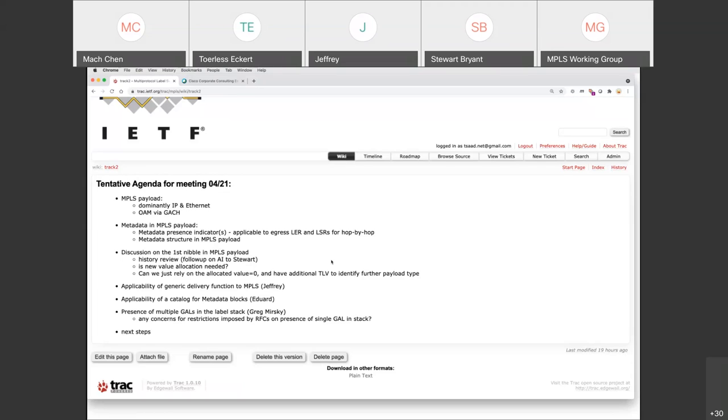So I think the critical thing is not that first nibble value, other than to note all kinds of undesirable things that can happen. The critical thing is to figure out how we know that what follows the bottom of stack is something special from the label stack. Because the bottom label basically tells you how you're going to process the payload, and that's true whether it's an IP packet or a pseudowire packet. I think I agree.